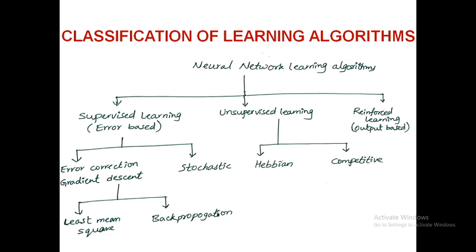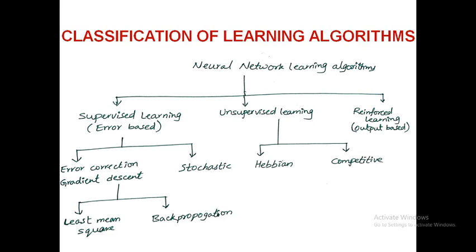Again, the error correction gradient descent method is divided into least mean square and backpropagation. Here, in the stochastic or error correction descent method, your weights always need to be adjusted around the mean value of that error. Some optimum value of error will be there, and around that value the weights need to be adjusted. That's what the least mean square and backpropagation methods do. This we'll see in the coming classes.